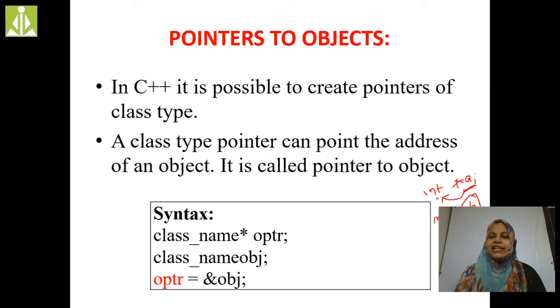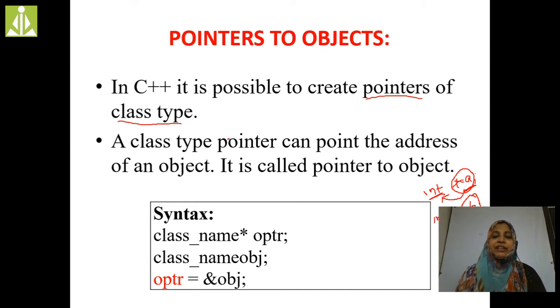Here in this case, int star a, what does it mean? Here a is a pointer variable of data type integer. In the same way, in C++ we can create pointers of the class type. Whatever class we define, we can create a pointer to that particular class.